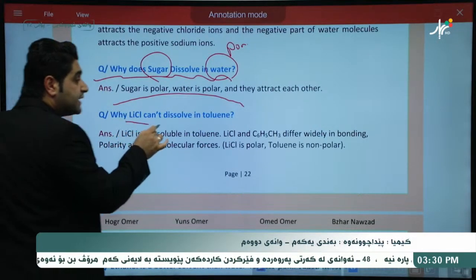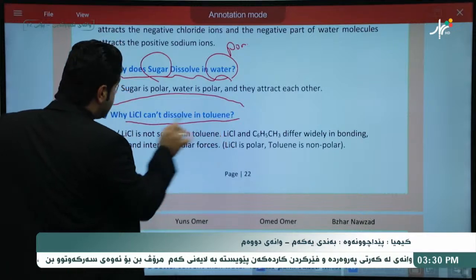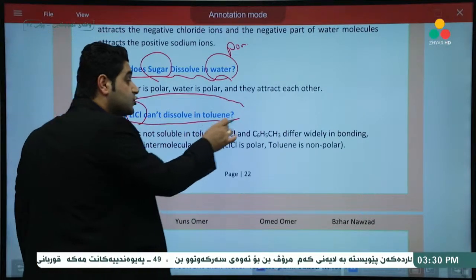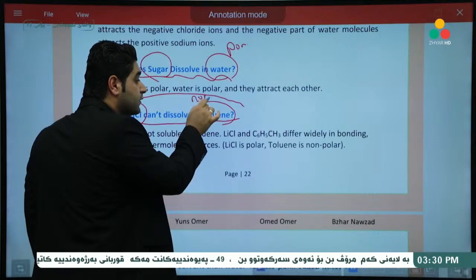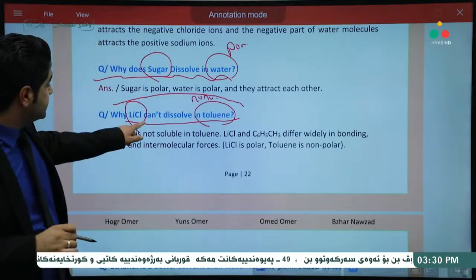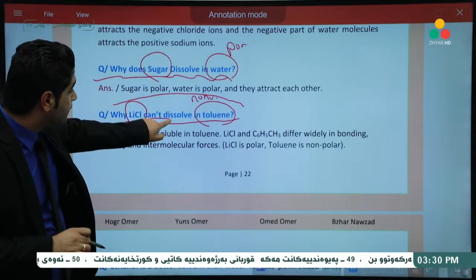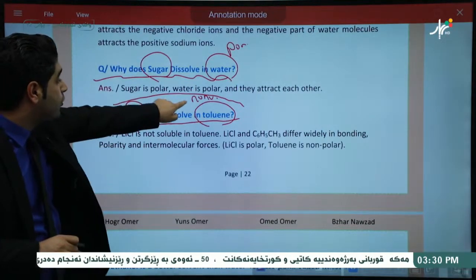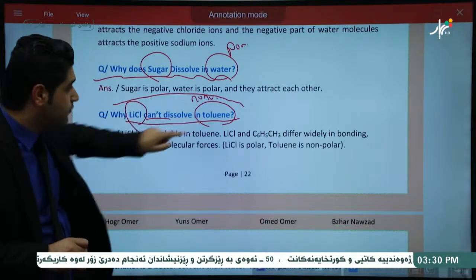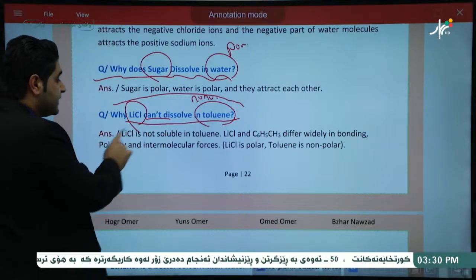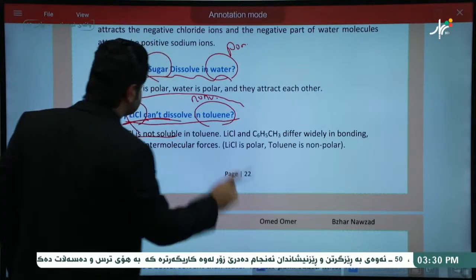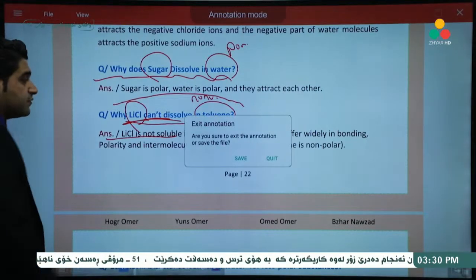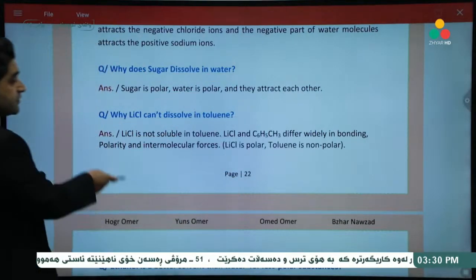Why can LiCl not dissolve in toluene? I don't know whether LiCl is polar or not, but I'm sure that toluene is non-polar. The question says it cannot dissolve, so it means the other one must be polar, because toluene is non-polar. So LiCl is polar and toluene is non-polar, so they are different in the type of bonding and the intermolecular force.